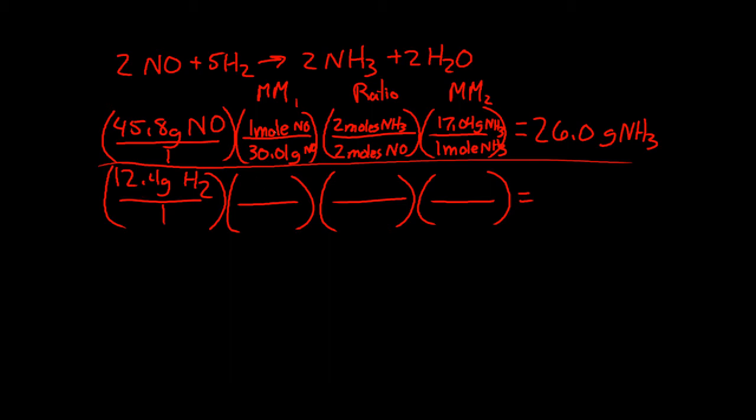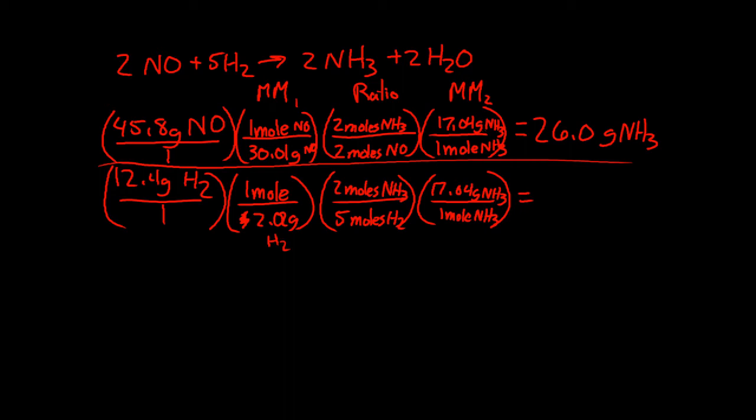So, same process as the previous one. Molar mass, ratio, molar mass. Hydrogen has a molar mass of, well, each individual hydrogen is 1. H2 has a molar mass of 2.02 grams for every mole. The ratio is not 2 to 2, like it was for the previous one. This is a 5 to 2 ratio. So for every 5 moles of H2, we're going to have 2 moles of ammonia. And then lastly, this molar mass is going to be the same as before, because it's the same process. We're just converting from moles of ammonia into grams. So you just copy that down from there.